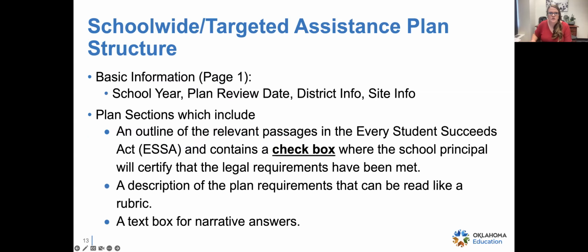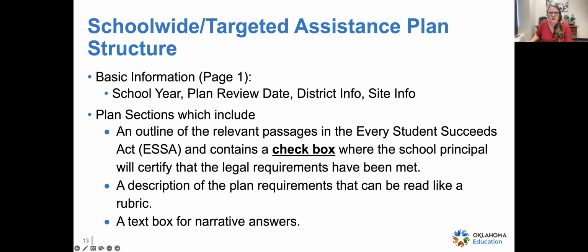Okay, so we're going to talk about the structure of the plans. The first page of those school-wide and targeted assistance plans is just the basic information. It asks you for the school year, the last review date, and has some district information and some site information. Then, depending on which plan, there are 5 or 6 sections. Each of those sections is an outline of the ESSA requirement for that section, as well as a description of the plan requirements that you can use as a rubric, and then a text box for the answers. And so the template is pretty easy.